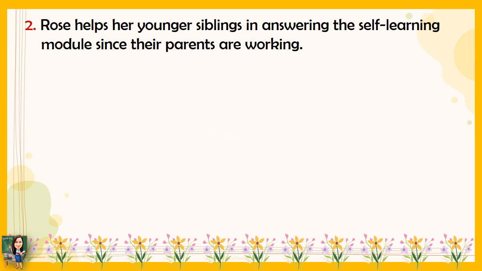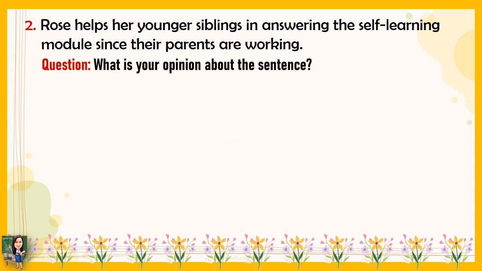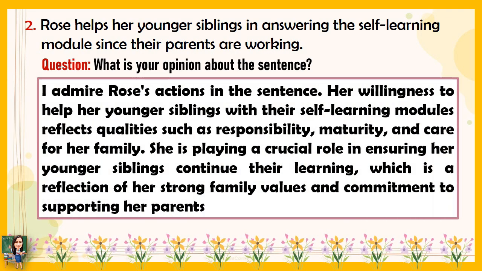Number 2. Rose helps her younger siblings in answering the self-learning modules since their parents are working. Question: what is your opinion about the sentence? Here is my example answer. I admire Rose's actions in the sentence. Her willingness to help her younger siblings with their self-learning modules reflects qualities such as responsibility, maturity, and care for her family. She is playing a crucial role in ensuring her younger siblings continue their learning, which is a reflection of her strong family values and commitment to supporting her parents.